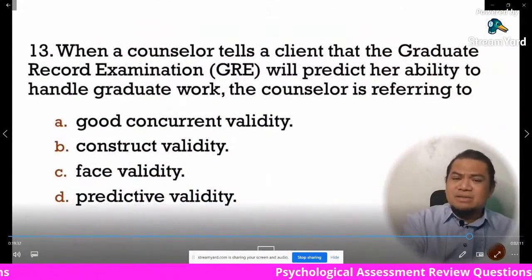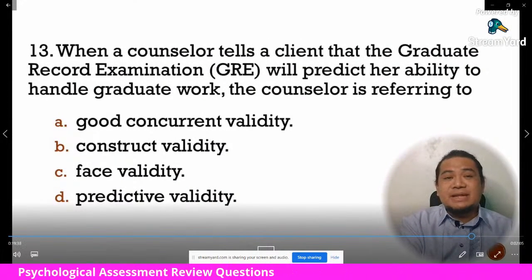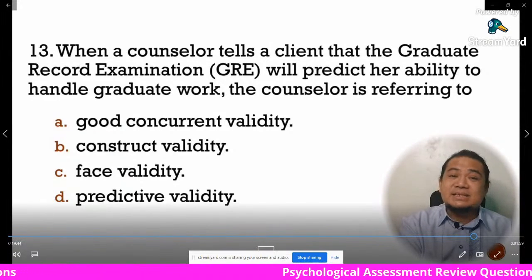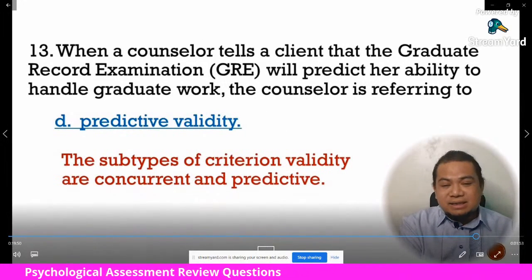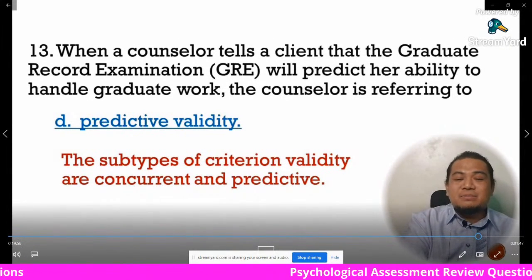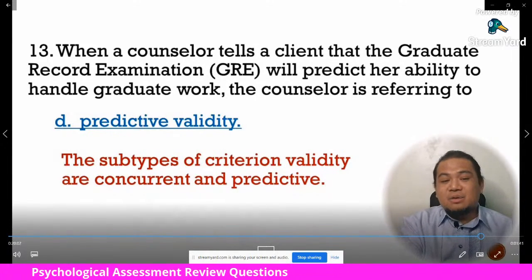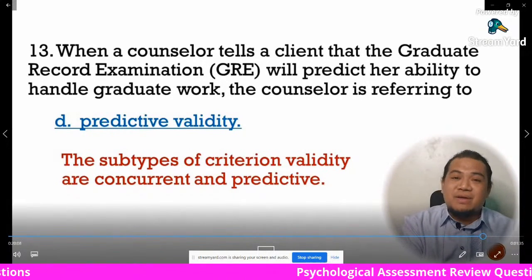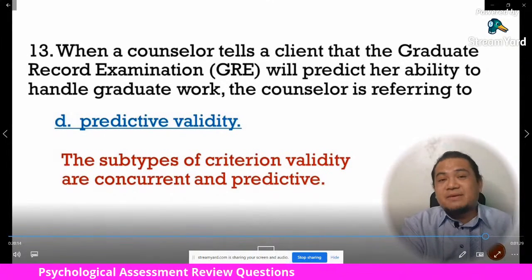Number 13, when a counselor tells a client that the Graduate Record Exam, GRE, will predict her ability to handle graduate work, the counselor is referring to... The answer, letter D, predictive validity. The GRE, or the Scholastic Aptitude Test, or the college entrance exam, and public opinion polls are effective only if they have high predictive validity, which is the power to accurately describe future behavior or events. Again, the subtypes of criterion validity are concurrent and predictive validity.